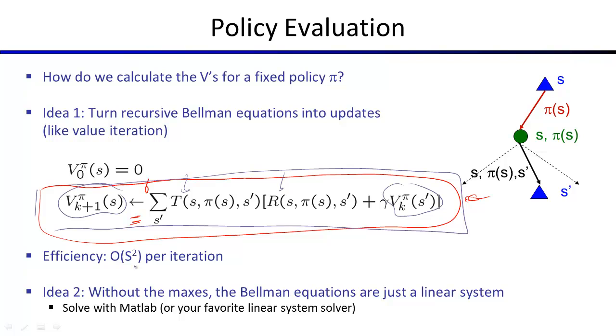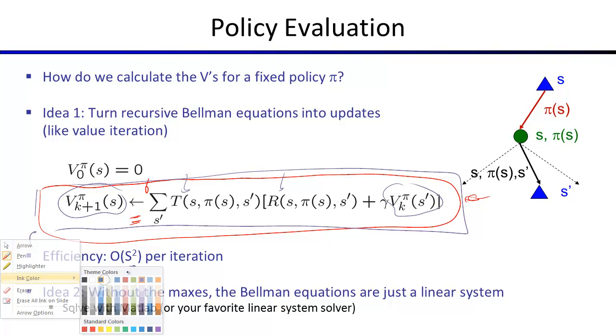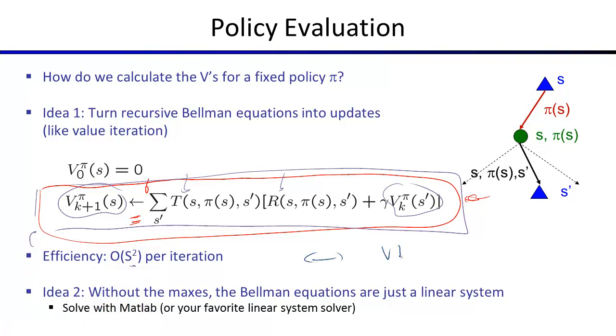What's the efficiency of the top thing here? Well, now we have order S squared per iteration. Contrast with value iteration at order S squared A, because we need to loop over all actions in each update. So we reduce the complexity. Of course, we're not finding the same thing. We're now finding the value of a specific policy that's fixed. We're now finding the optimal value.